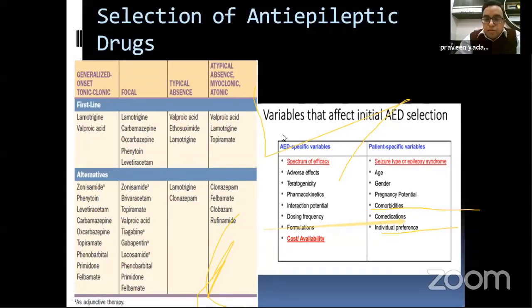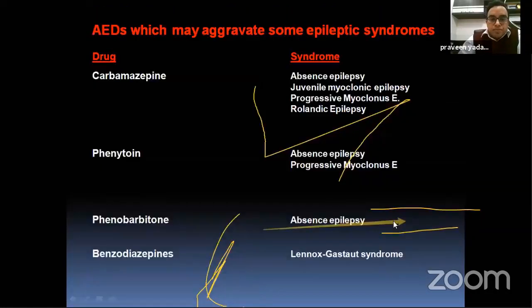Now the adverse effect profile is also important. Teratogenicity is important if it's a young female. Pharmacokinetics, interaction with other medications that the patient is taking, and the cost and availability are important. Now coming to patient specific, the age of the patient, the gender, pregnancy possibilities, comorbidities, co-medications, and individual preferences have to be taken into account.